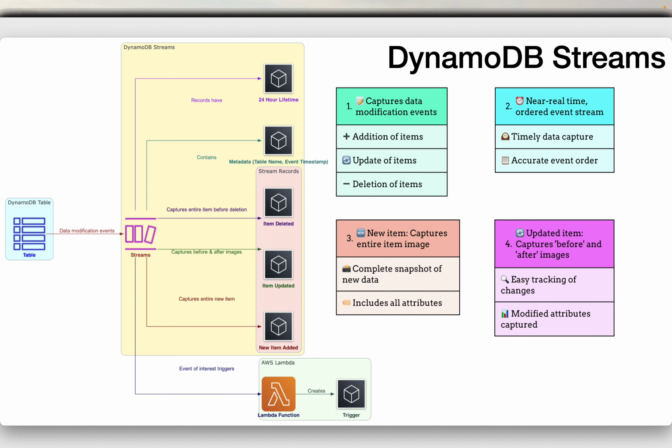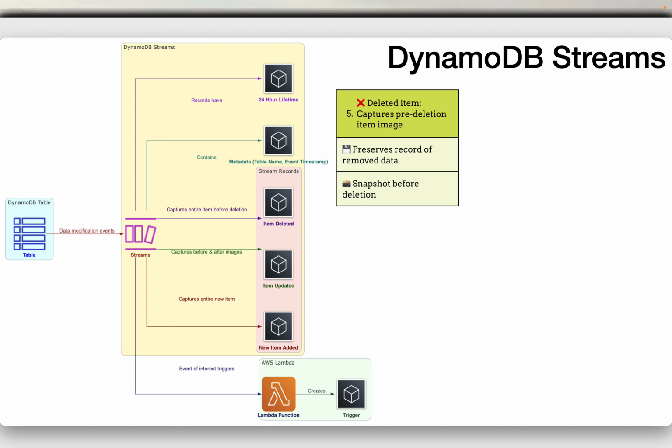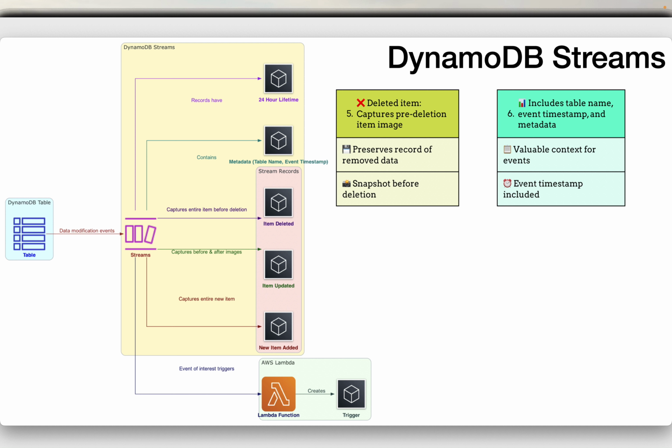When an item is updated, the stream captures the before and after images of any attributes that were modified in the item, which allows for easy tracking of changes. When an item is deleted from the table, the stream captures an image of the entire item before it was deleted, preserving a record of the data prior to the removal. Each stream record also contains additional information such as the name of the table, the event timestamp, and other metadata, providing valuable context for the captured events.